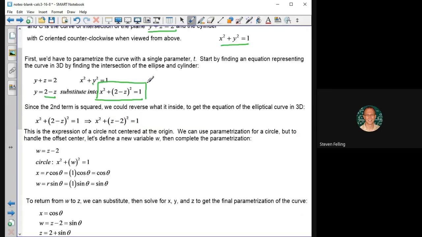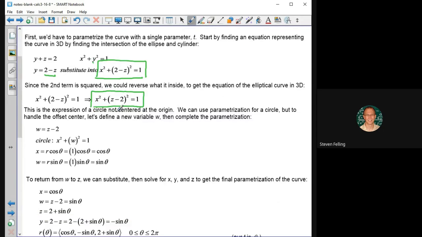Since this term is squared, we could, if you wanted to, just swap these around and make that z minus 2. So this is an expression of a circle, but not at the center. A circle of radius 1 at offset. For parameterizations, we've never really seen a case like this, but if you're interested, this is how you can handle an offset parameterization.